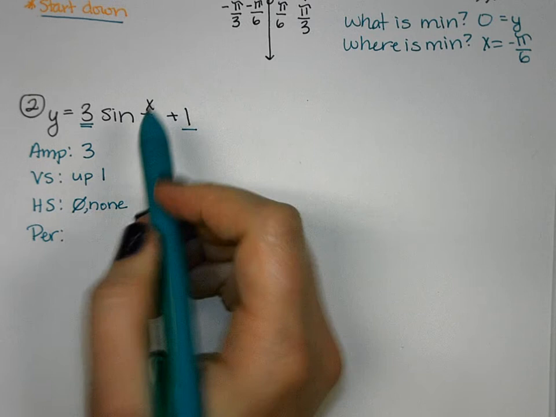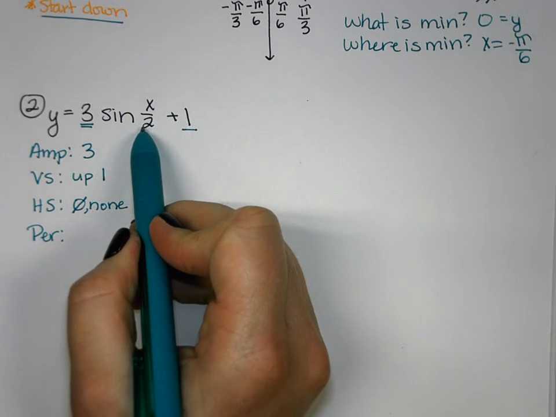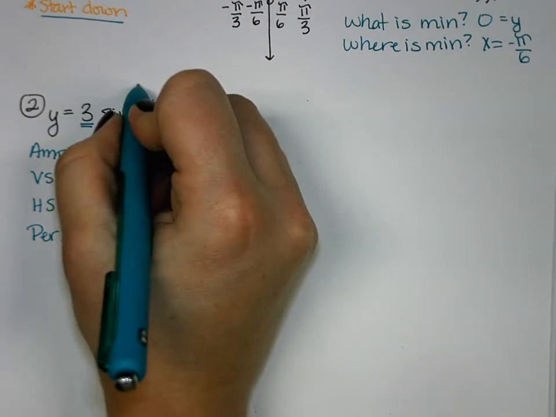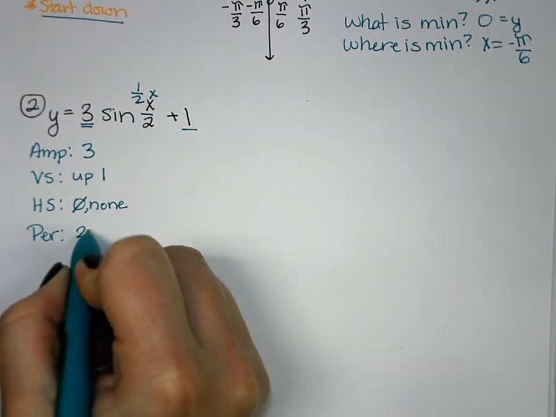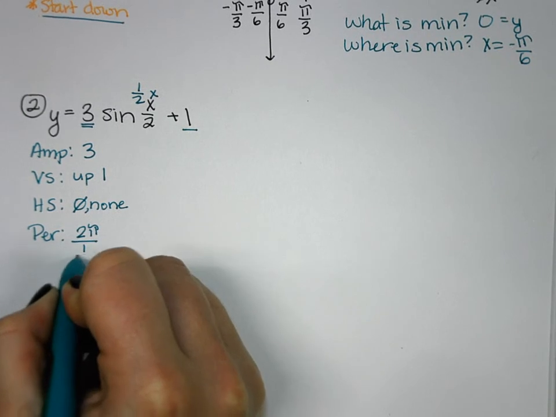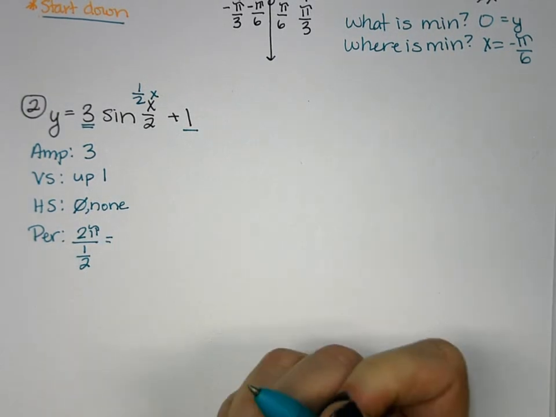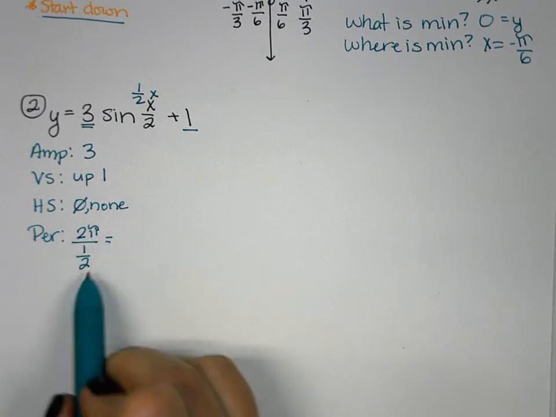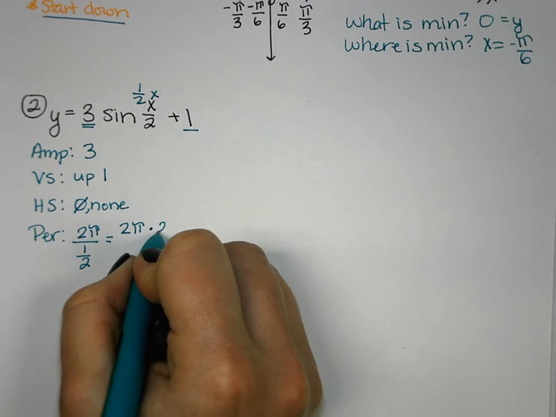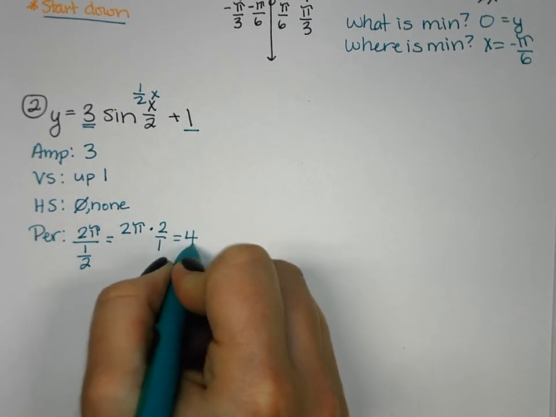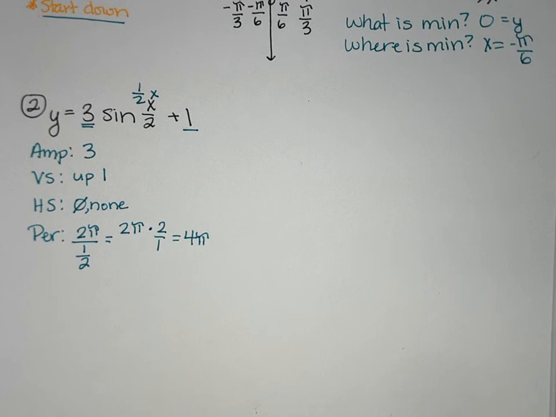Lastly, we have our period. So we have to look at what number is being multiplied to x. If you think of this as 1/2 times x, that's your b, so we have 2 pi divided by 1/2. Well, when we simplify that, what's 2 pi divided by 1/2? We can change it to 2 pi times the reciprocal of 1/2, which means our period is actually 4 pi.